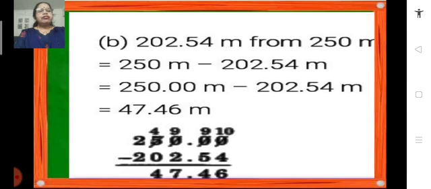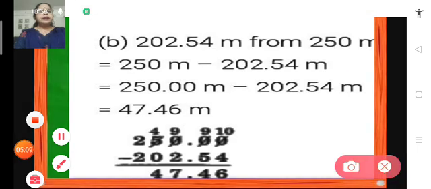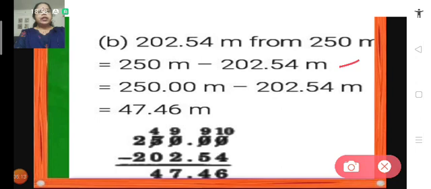B, 202.54 meters from 250 meters. That means 250 meters minus 202.54 meters. So, in order to make them like decimals, we write 250 as 250.00 meters minus 202.54 meters. Then we subtract them.